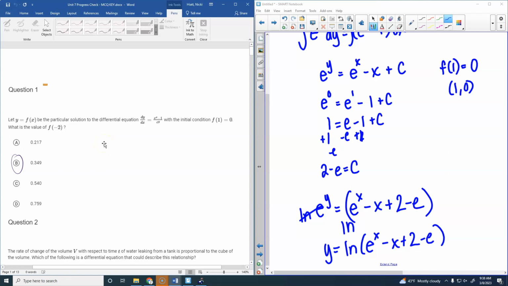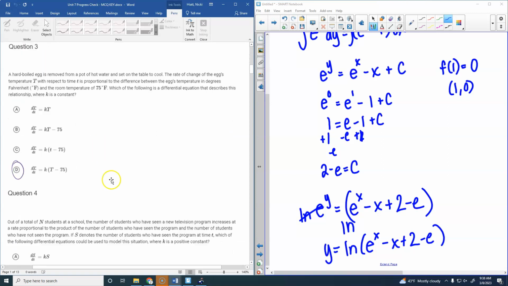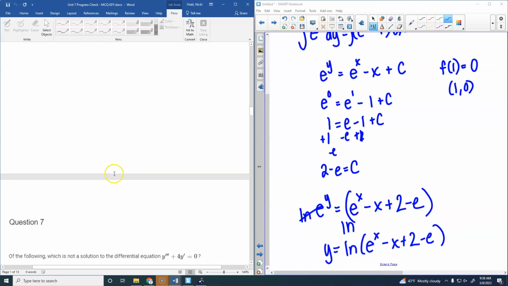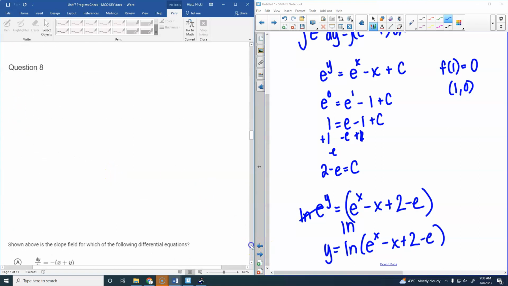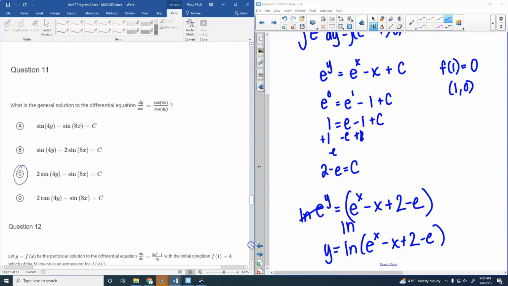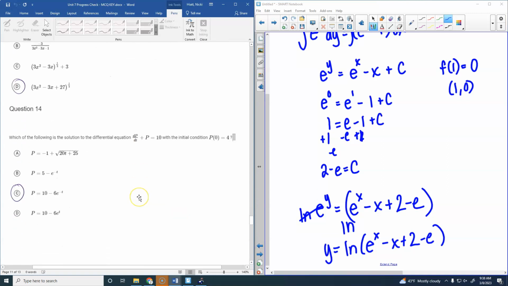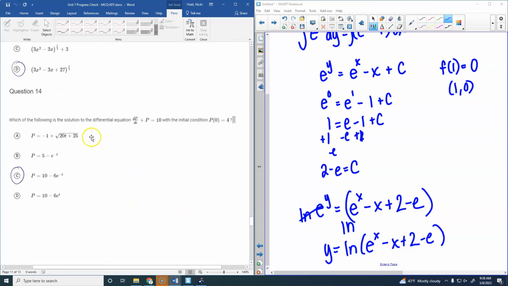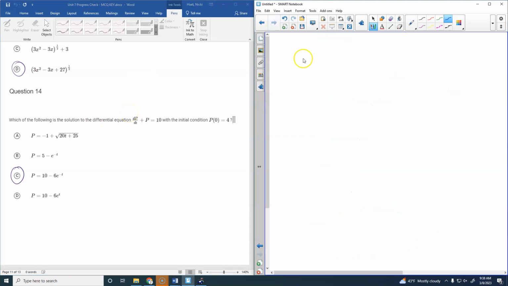All right, which other ones do we need to look at? 14. All right, so for 14, you have got dP over dt plus P equals 10.